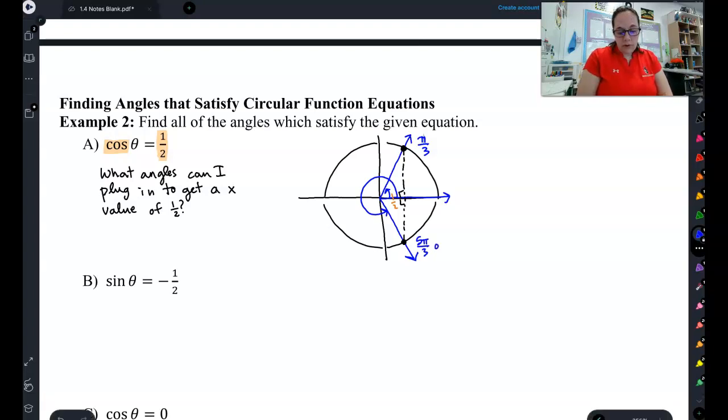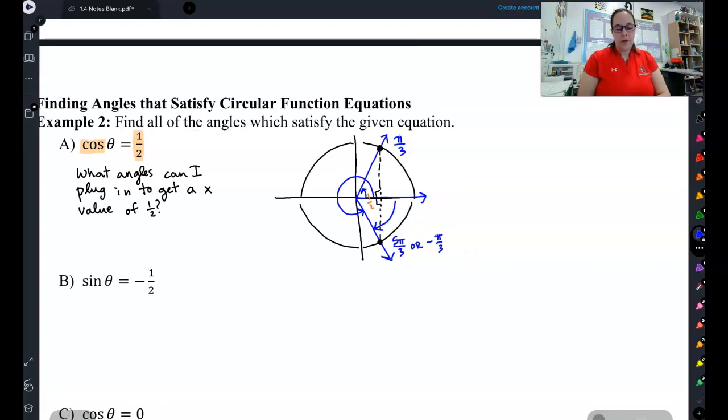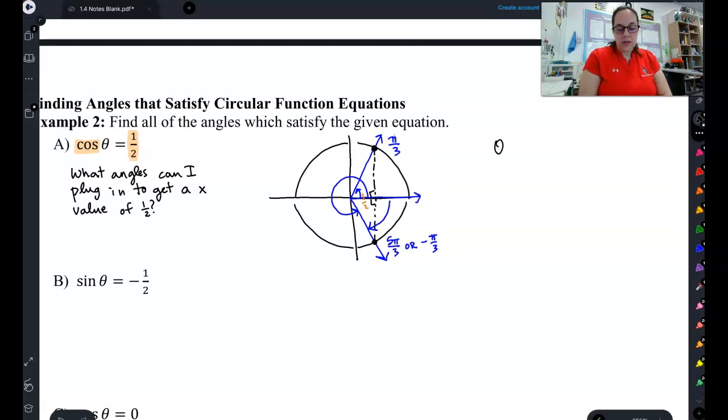Now, I do also want you to notice that another way of writing this 5 pi thirds, I could also say negative pi thirds. So if I go clockwise to this point, that gives me negative because we're going in the clockwise direction, and I go pi thirds in the clockwise direction. So the angles that are giving me this correct cosine value, or this correct x value, are pi thirds and 5 pi thirds. Or you could use negative pi thirds here as well. That's the same thing. They're coterminal angles.